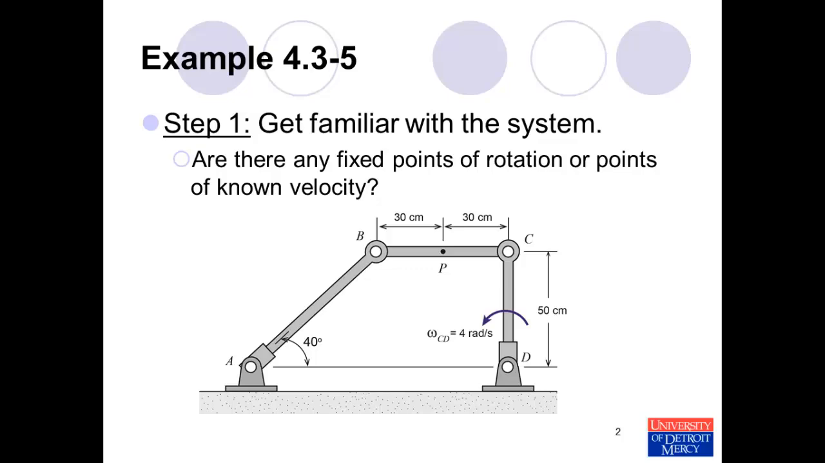So the first step in analyzing a mechanism is to get familiar with the system. And specifically, we want to know, are there any fixed points of rotation or points of known velocity? So we're not told explicitly what the velocity of any of these points are, but we can see that points A and D are fixed. They're pinned to the ground. And so we can deduce that their velocities are 0 because they're not moving. And so knowledge about the velocity of these 2 points will be helpful to us.